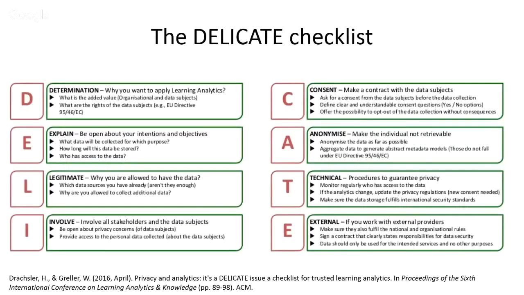Last year at the LAK conference, which is the major learning analytics event, there was a paper which won the best paper award. They proposed the DELICATE framework as a checklist, the things that institutions need to pay attention to as they are implementing learning analytics and trying to address privacy and ethical issues. It starts from a very clear determination of the questions that people are supposed to ask by means of learning analytics. The second one was explanation in terms of transparency: what certain things are to be done with learning analytics and how this is going to affect different stakeholders.